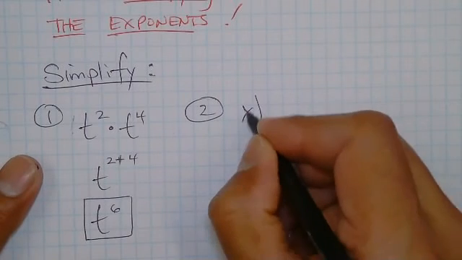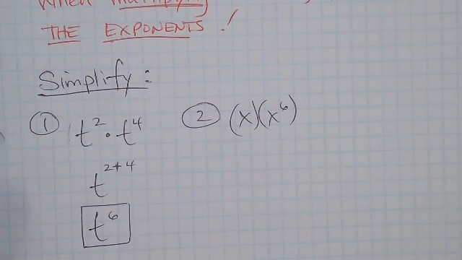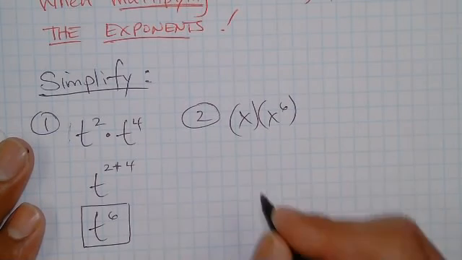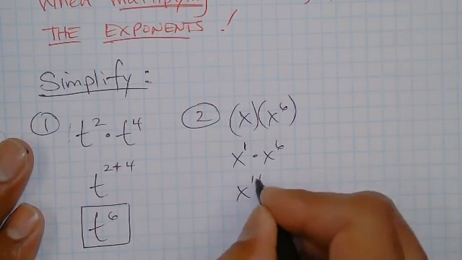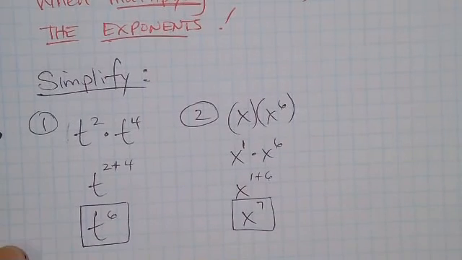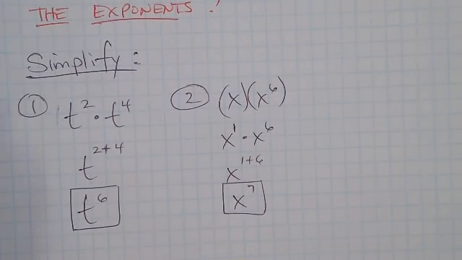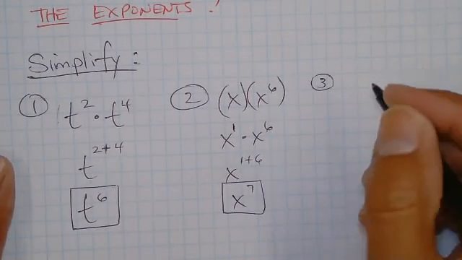Number 2. What about X times X^6? I mean, I can use it in parentheses too, right? What if it doesn't have a number? What number is that? X^1 times X^6. Well, we add the exponents. 1 plus 6. Well, X^7. I know I'm doing all these steps and showing all the work. I know you guys can see that 6 plus 1 is 7.